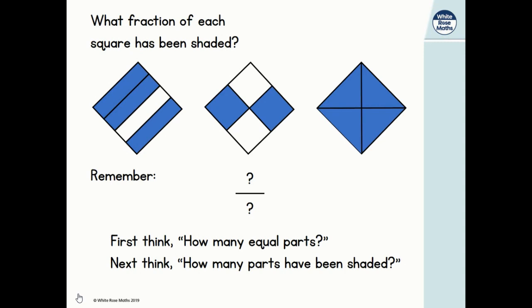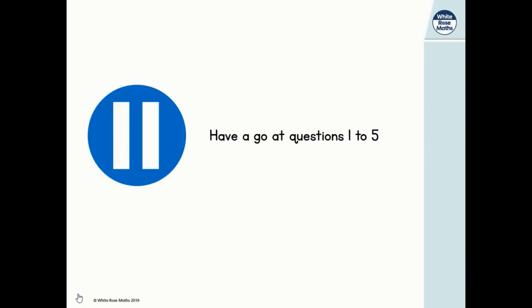Very good. The first one, we have 4 equal parts, and 3 of those parts have been shaded, so that's 3/4. The middle one, we've got 4 equal parts again, and 2 of those parts have been shaded, so that's 2/4. And the third one, we've got 4 equal parts, all shaded, so that's 4 quarters. Now you know all about unit fractions and non-unit fractions. Have a go at questions 1 to 5.